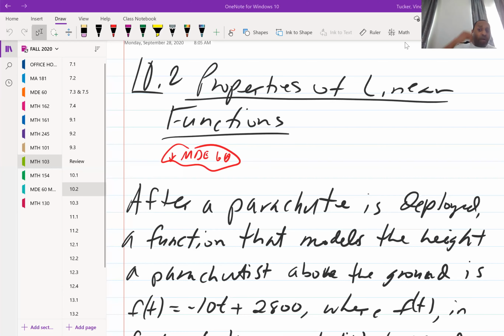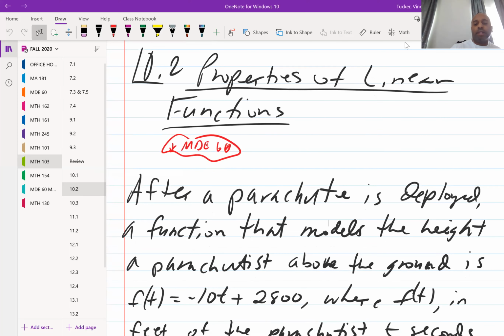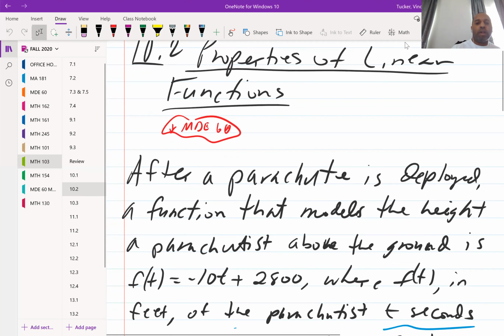So 10.2, properties of linear functions. Don't worry about the MDE60 thing. That was just me writing a note to myself. But properties of linear functions.